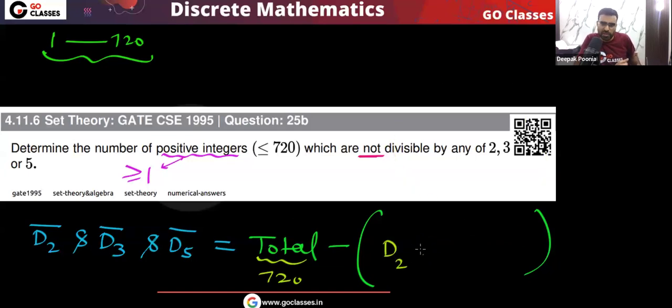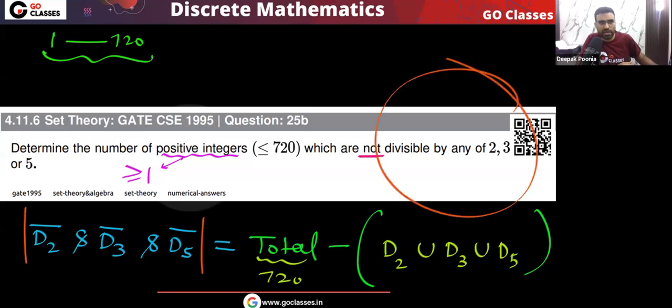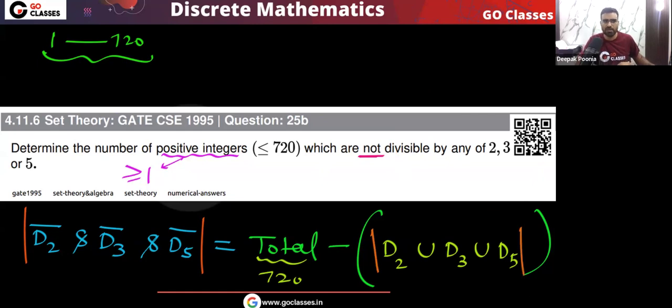Means either they are divisible by 2, or they are divisible by 3, or they are divisible by 5. Okay. So this is what we are going to do. Very simple. So you can see the total number of integers which are not divisible by any of them will be equal to total minus integers which are divisible by at least one of them. Okay, that's it. Now to find the size of this union, D2 union D3 union D5, you can apply the inclusion exclusion principle.